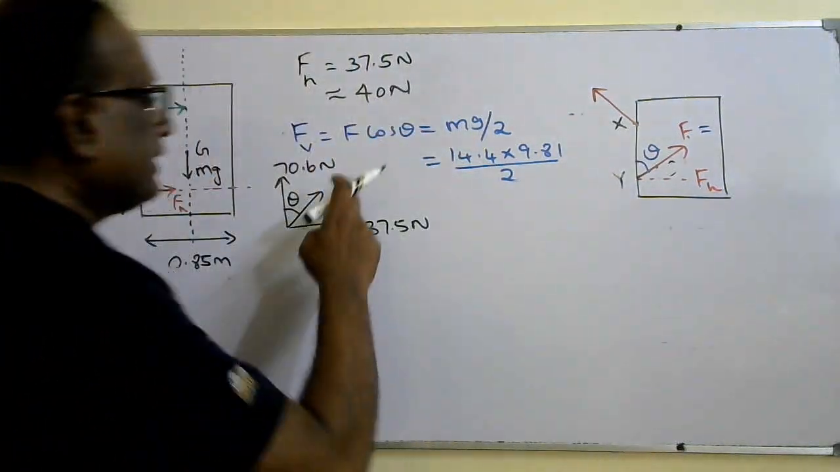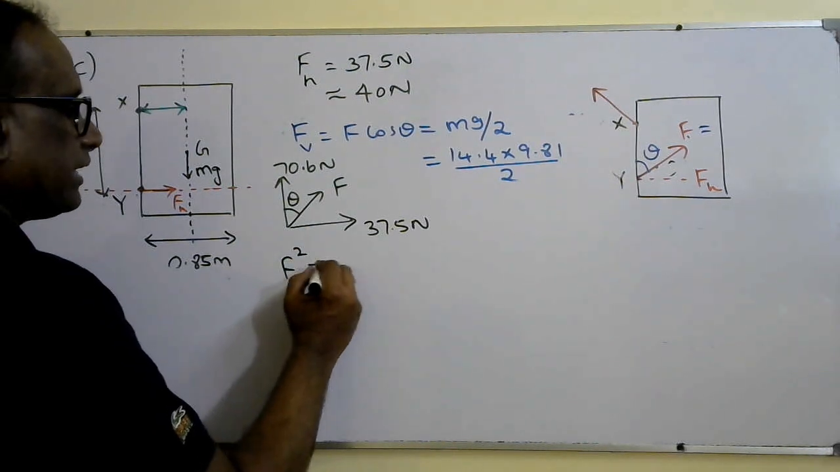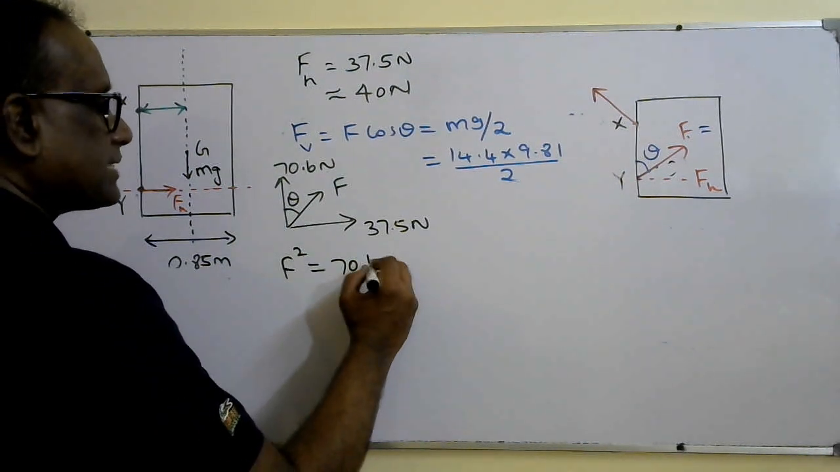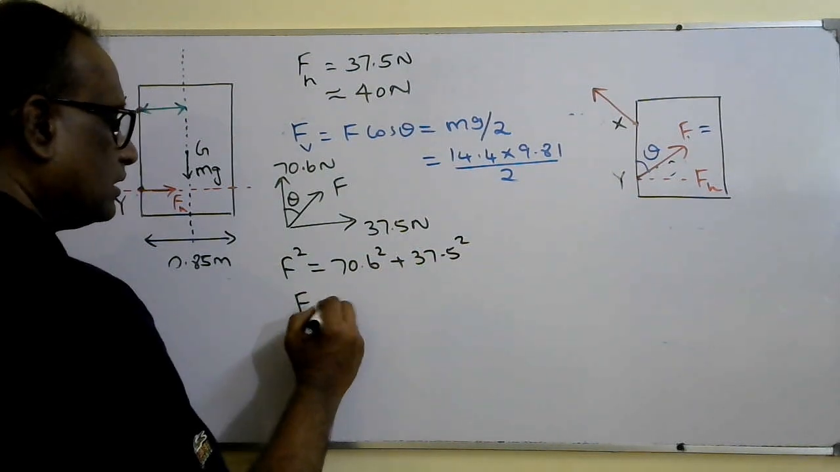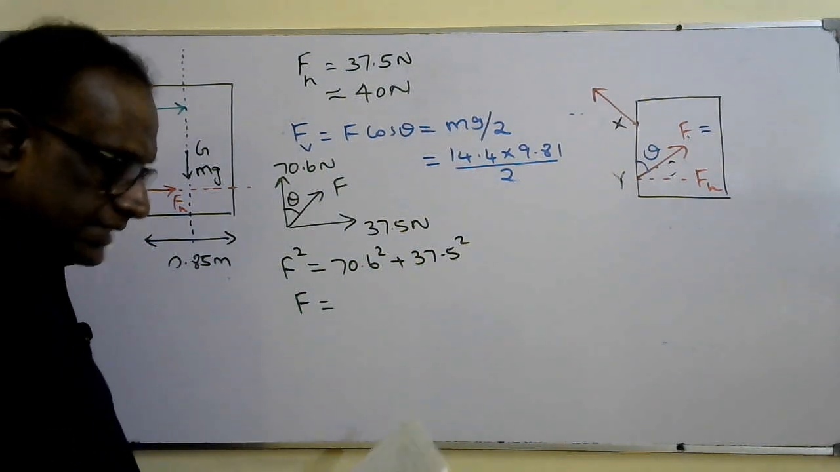Okay, so to find the F, we can use Pythagoras theorem. F squared equal to 70.6 squared plus 37.5 squared. Find the F. You will get the same answer, that is 80 Newton.